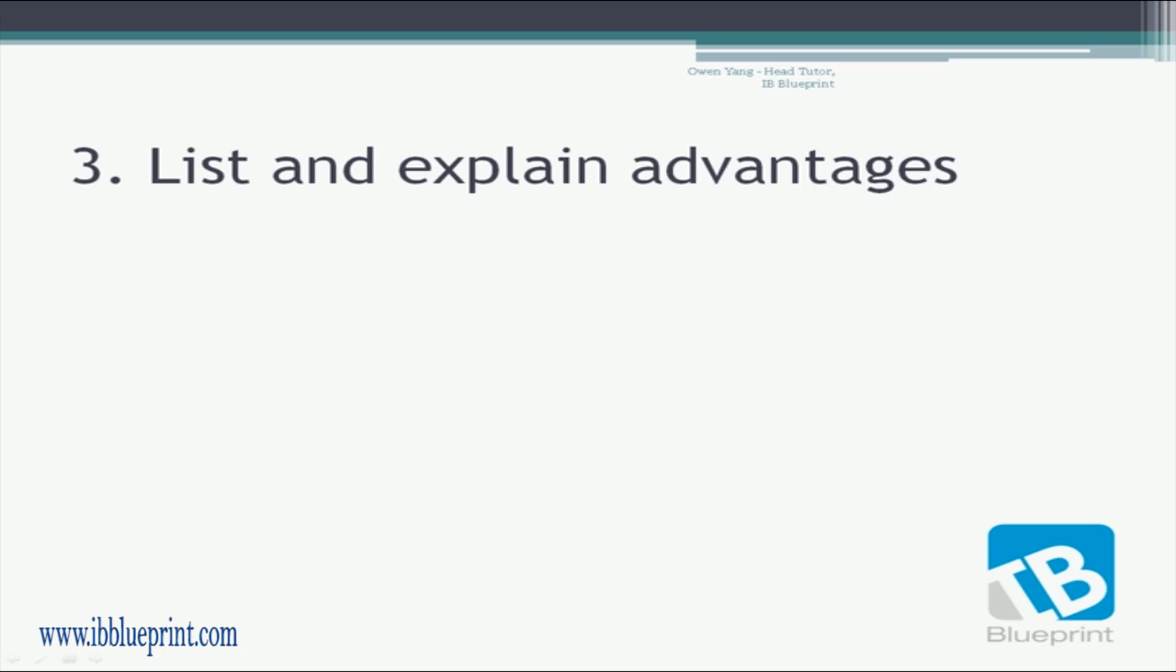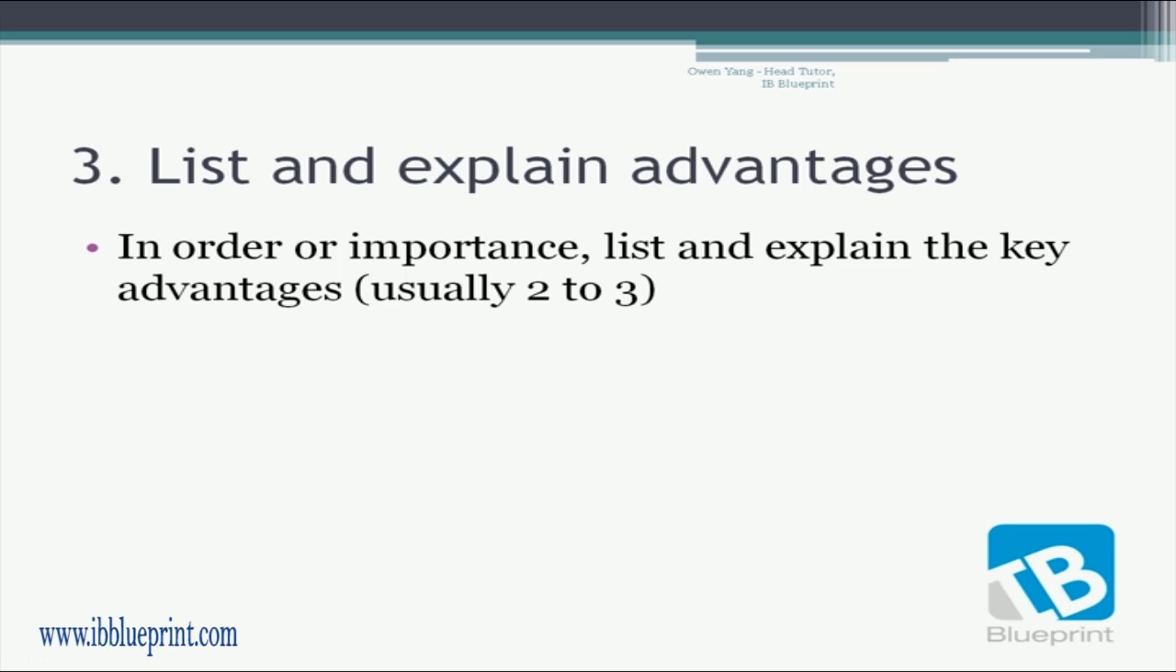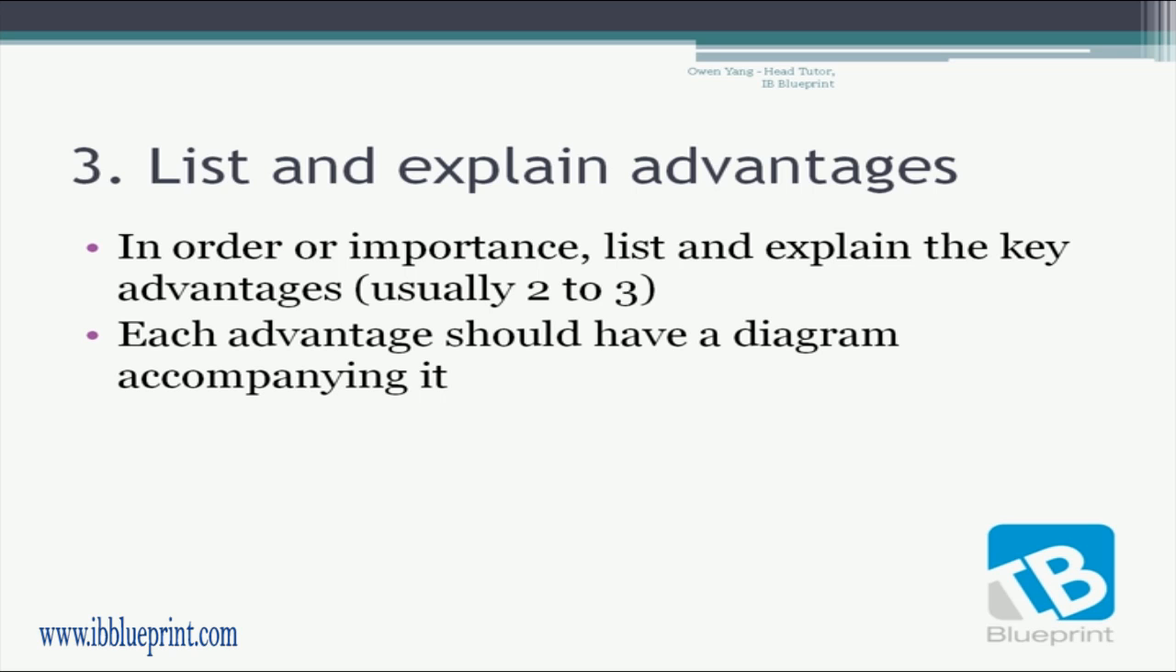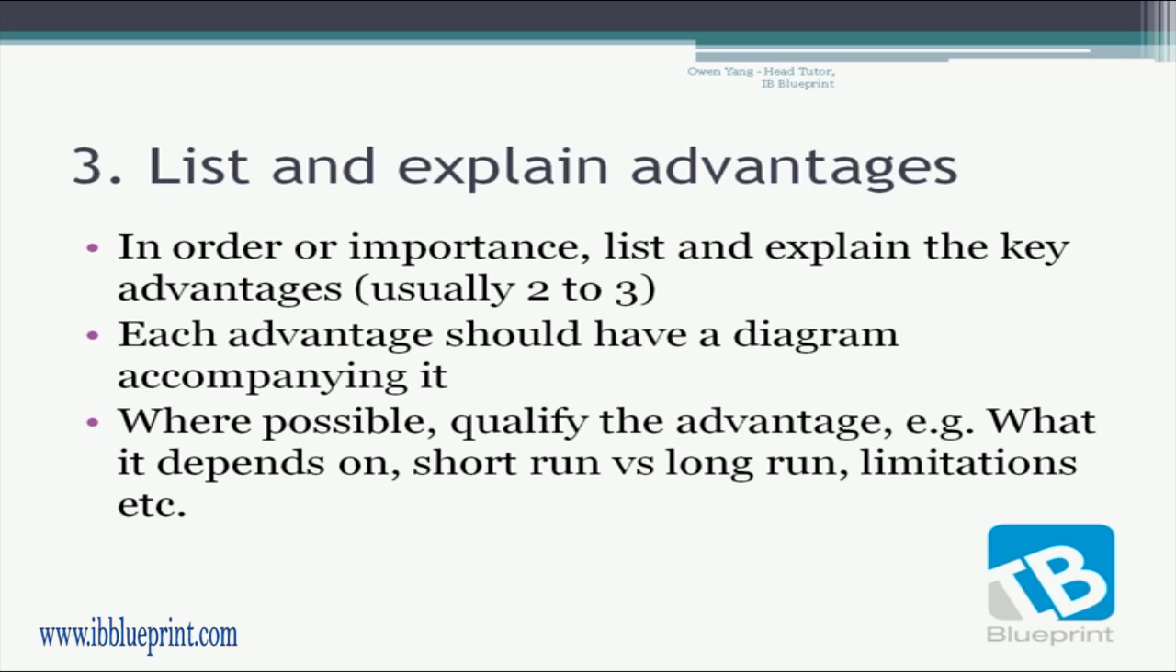Step 3. List and explain advantages. In order of importance, list and explain the key advantages. Usually do 2 or 3. Each advantage should have a diagram accompanying it. And where possible, qualify the advantage. For instance, what it depends on, short run versus long run. One example could be, in the long run, for instance, a depreciation is likely to benefit the current account balance through increasing exports and decreasing imports. However, in the short run, this may not be an advantage due to the Marshall-Lerner condition not being satisfied.